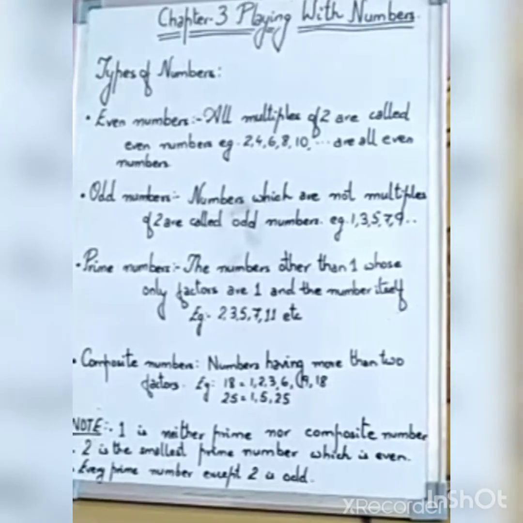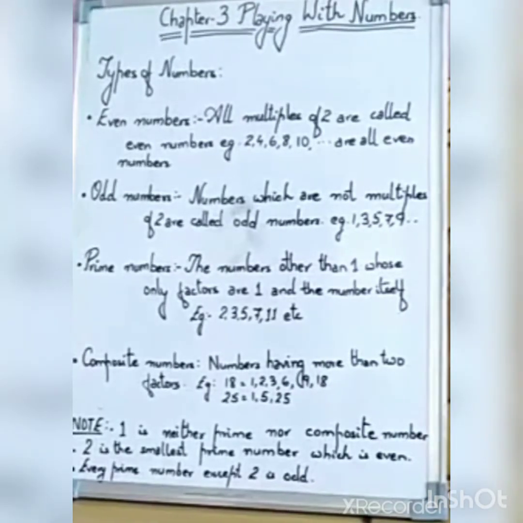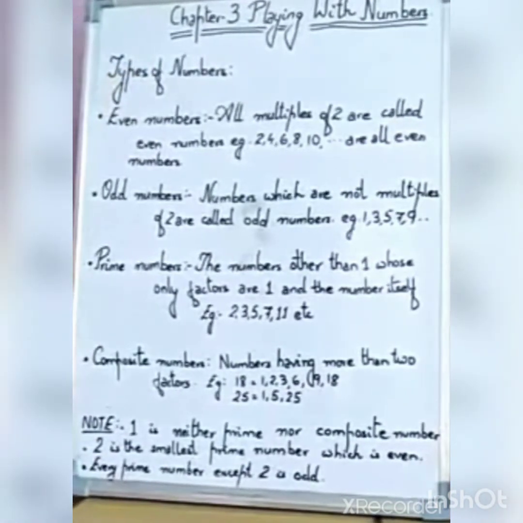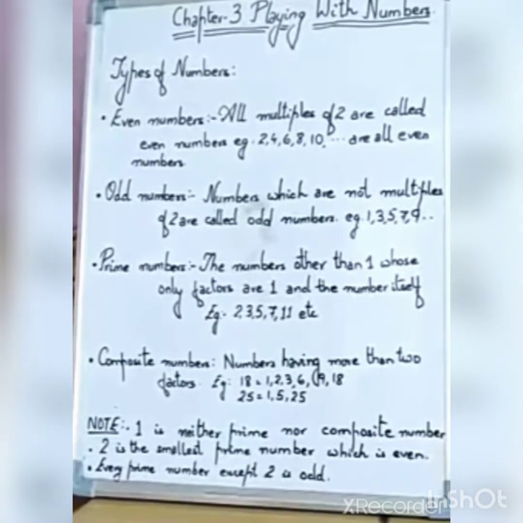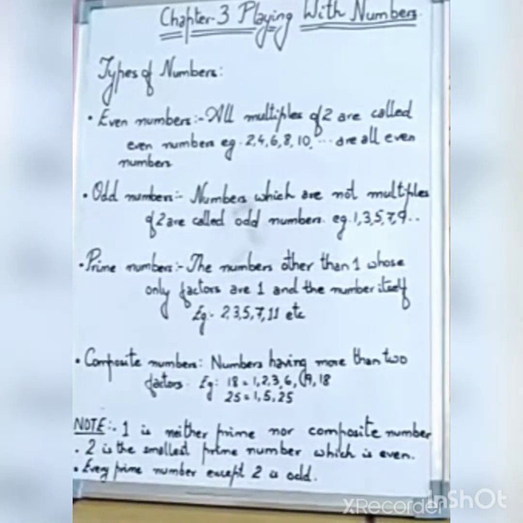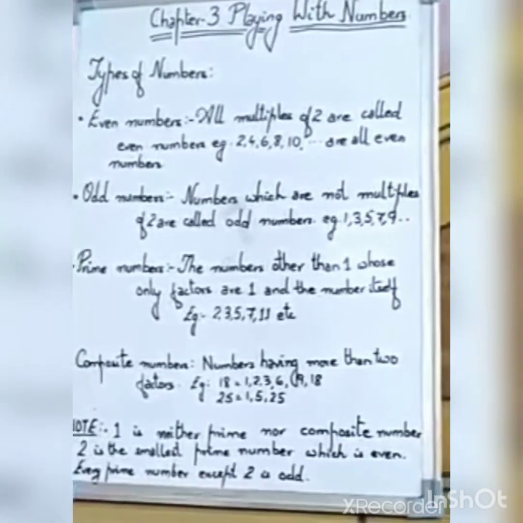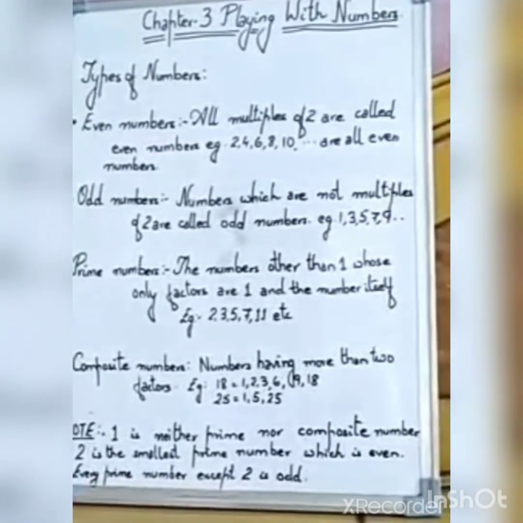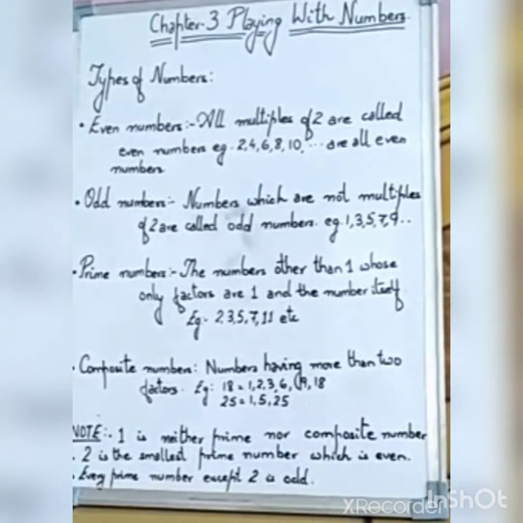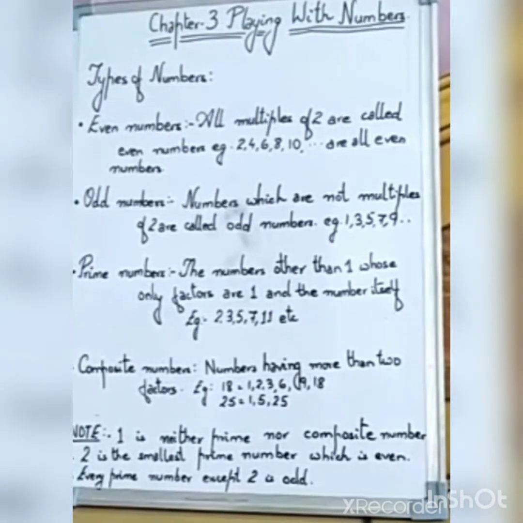First one is even numbers. What are even numbers? All multiples of 2 are called even numbers. Example, 2, 4, 6, 8, 10 are all even numbers. Or we can say the numbers ending with 0, 2, 4, 6, 8 are even numbers.